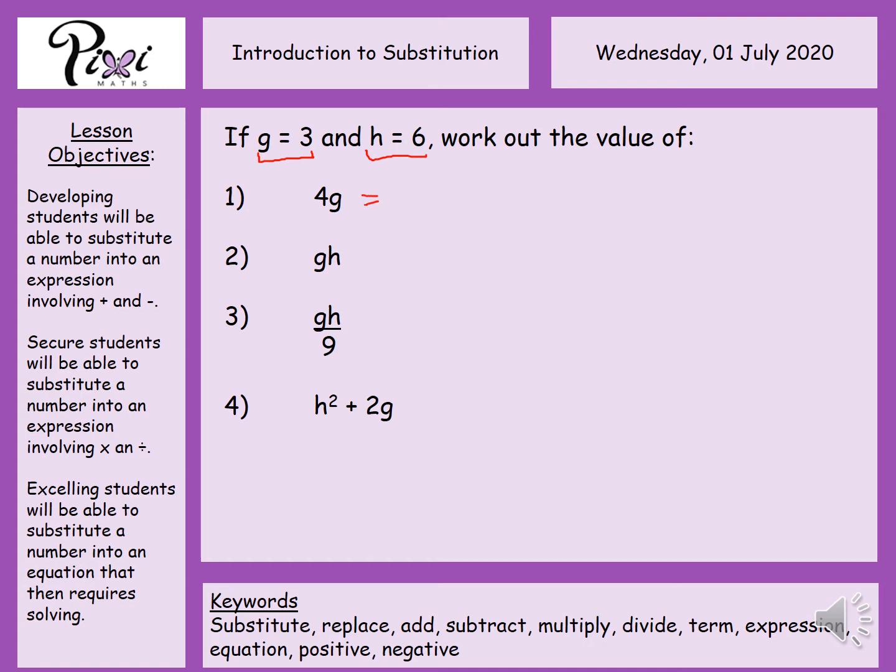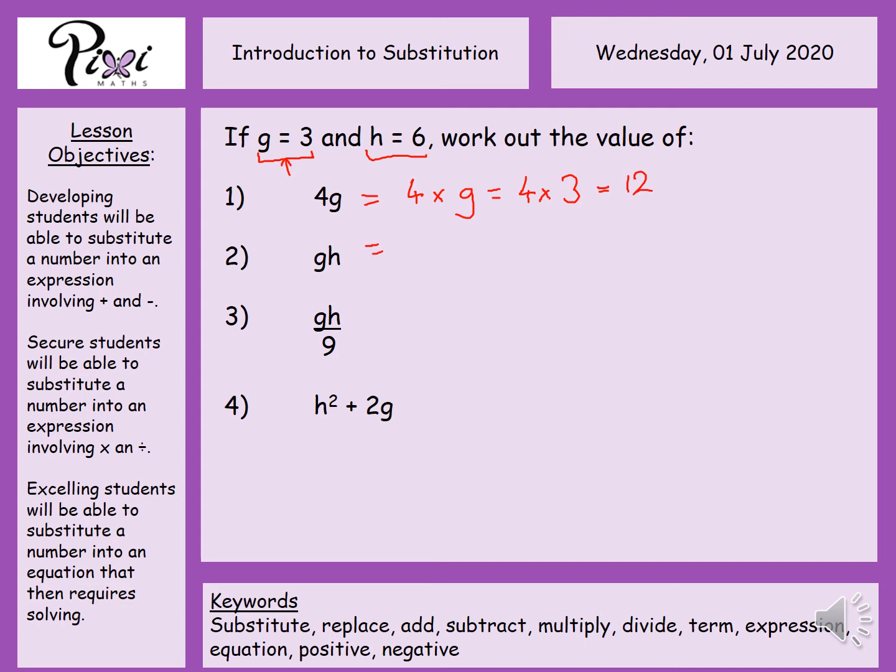So for G, as we saw before, that is 4 times G. So we know that G is 3, so it's really important we substitute in G, not H by accident. So a really common mistake would be substituting in the wrong one. But it's G in the question, so it is G we're going to substitute in. So if we know G is 3, what we're really looking for is 4 times 3, which is 12.